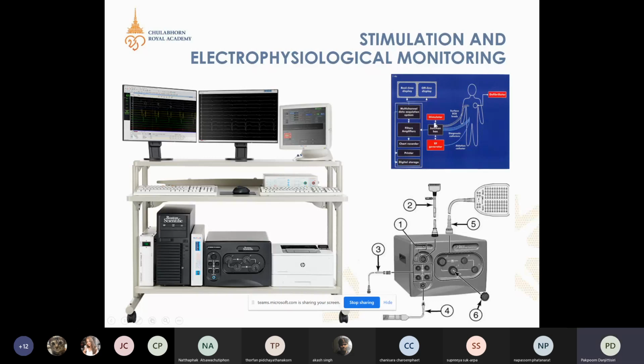And what about the stimulator? Yes, definitely, the stimulator. Let's see this workstation. The stimulator is on the right, on the right of the workstation card here. This is the stimulator. The stimulator will connect to the amplifier through this port, the port 4 here. Okay.